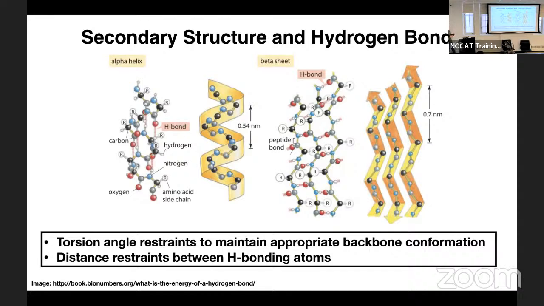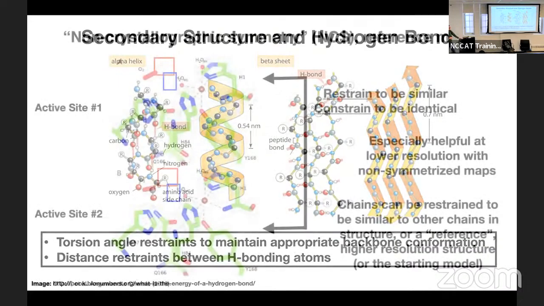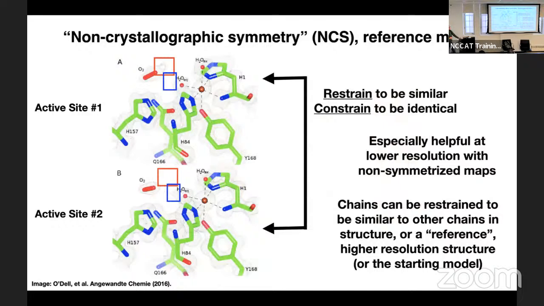And so depending upon the refinement software you're using, you can often enforce particular secondary structure geometries, so you can force helices to remain helices and beta strands to remain beta strands. You can enforce particular hydrogen bonding patterns to make sure that, say, two strands stay next to each other and don't slide out of register. So that's some of the other prior knowledge we can bring in.